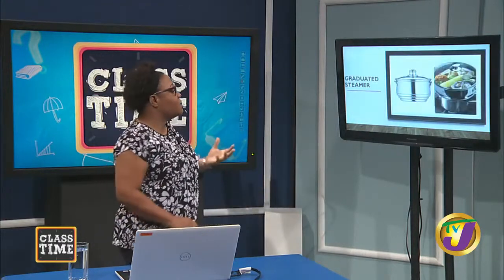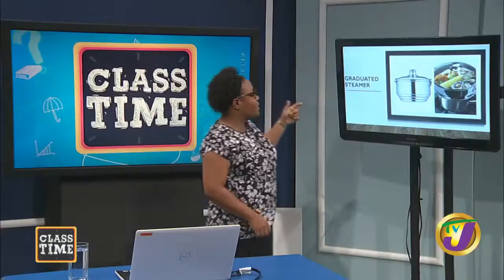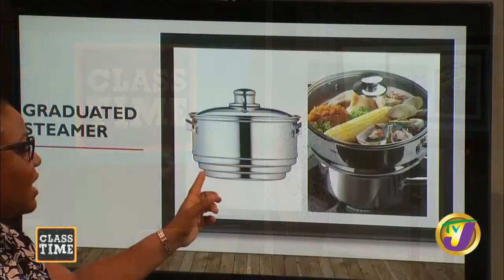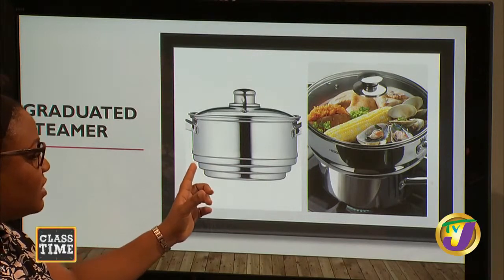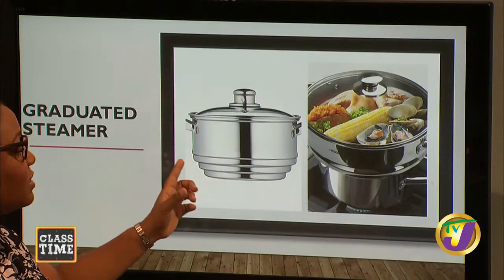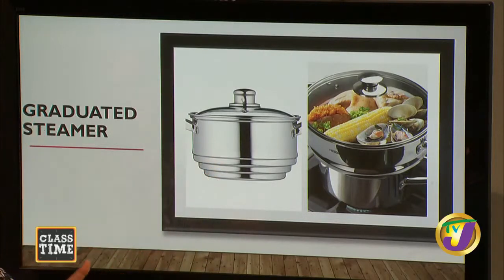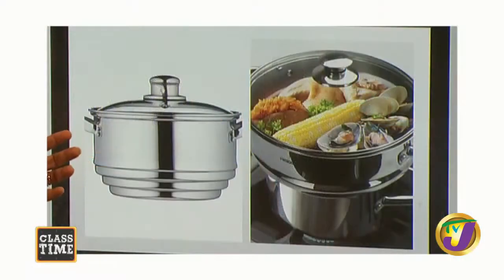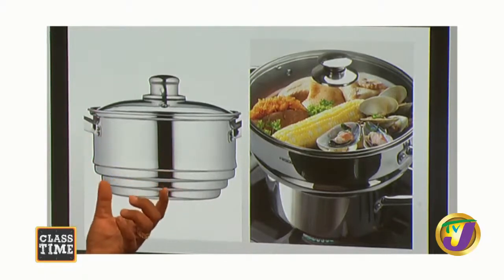Another method of steaming we have is the graduated steamer. For the graduated steamer, you can see on the diagram that it has different grooves, and these grooves come at different angles. It is created this way so it can fit different pots. If you have a small pot, you can still use your steamer. A medium pot, still use your steamer. And a larger pot, you can still use your steamer. This particular steamer is made to fit different size pots.